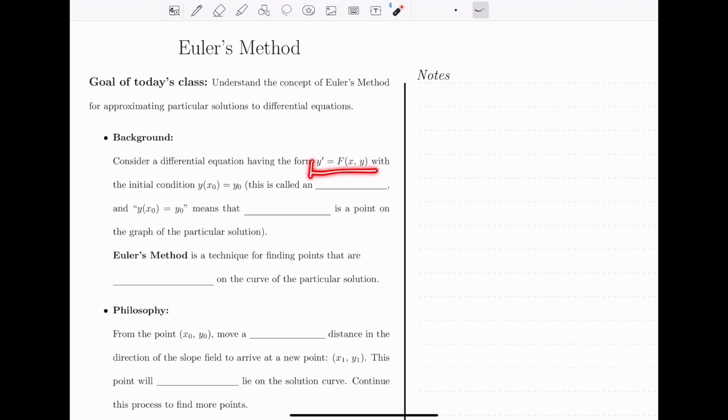So when we have a differential equation along with an initial condition, this is called an initial value problem, IVP, as we've seen before. And when we see this expression y of x0 equals y0, this initial condition means that the point x0, y0 is on the graph of the particular solution that we're trying to find. Euler's method is a technique for finding points that are approximately on the curve of the particular solution. So let's talk about the philosophy of how Euler's method works, and then we'll see a graphical example.